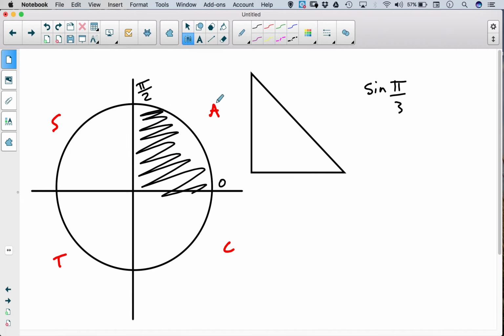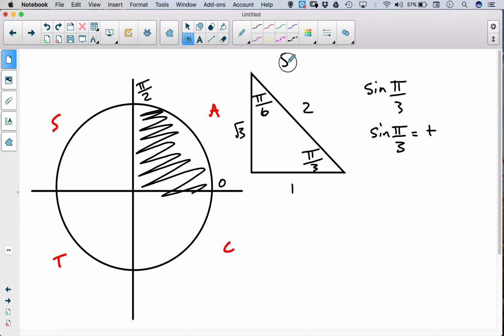So if that's the case, that all of these are positive, then the sine of pi over 3 must equal something that is a positive number. That's your first step, putting it on the unit circle and figuring out whether it is positive or negative. Then you have to consult your special triangle. So it's well labeled here: pi over 3, pi over 6, root 3, 1, and 2.